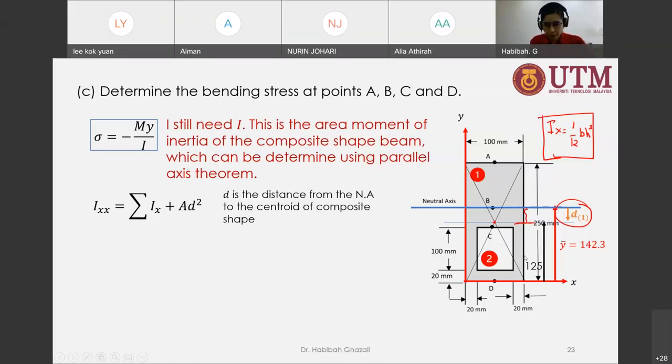For the smaller one, you can see that cross in the middle of that shape. It's just to show you where exactly that centroid is located. That distance is 70 from the base of the beam. So what is D? D here is from the neutral axis to the centroid. So we have D1 and D2 there. How do we calculate that?